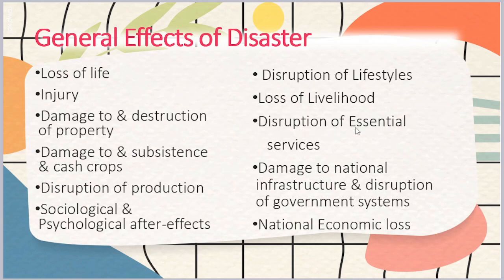Next, disruption of essential services and damage to national infrastructure and disruption of government system. So, sometimes it is very difficult to receive help, no, from our government systems if they are also affected by the disaster.